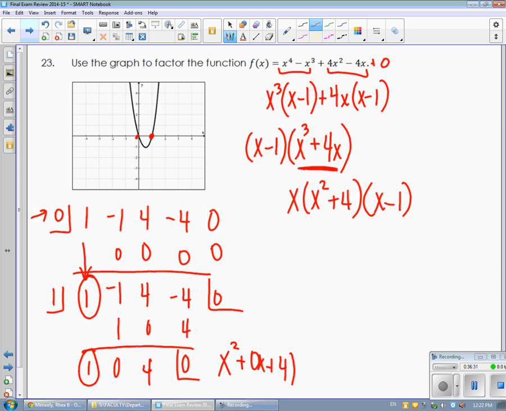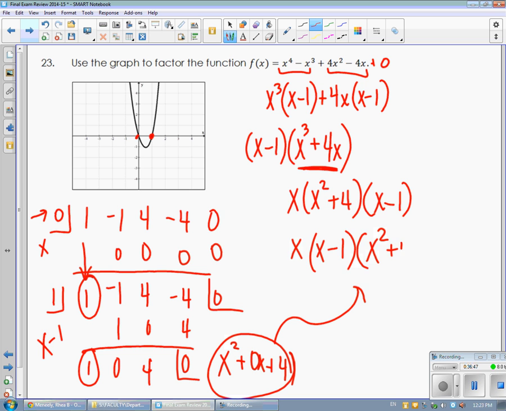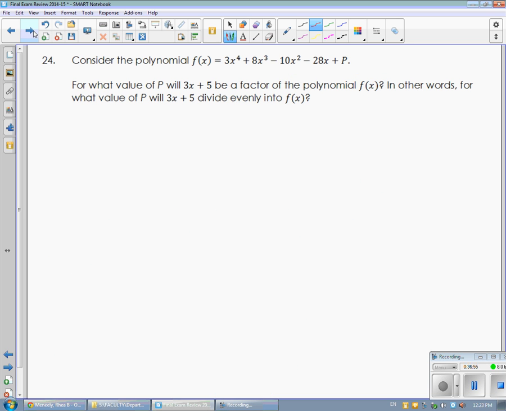And so if I think again about my factors, the 0 is just a factor of x, the 1 is a factor of x minus 1, and then this is my final factor. So again, if I put them all together, I'm going to have x times x minus 1 times x squared plus 4. So this is one that you could have just factored using grouping, or you could use your x-intercepts and synthetic division to write it in factored form.